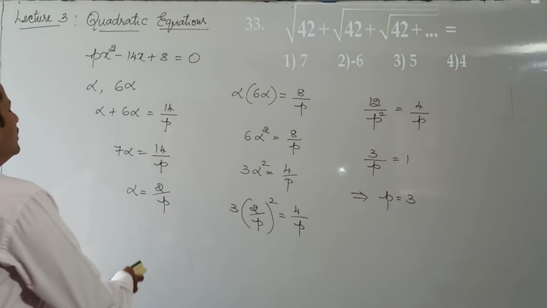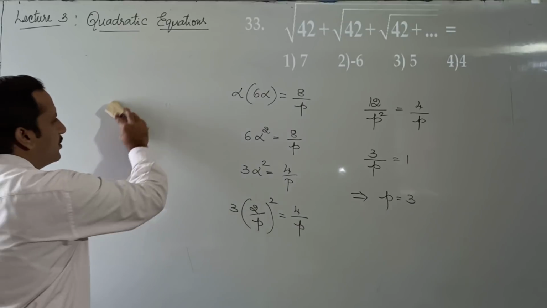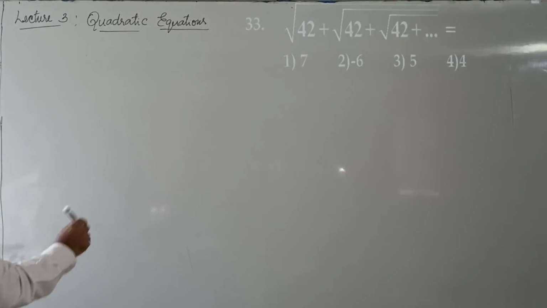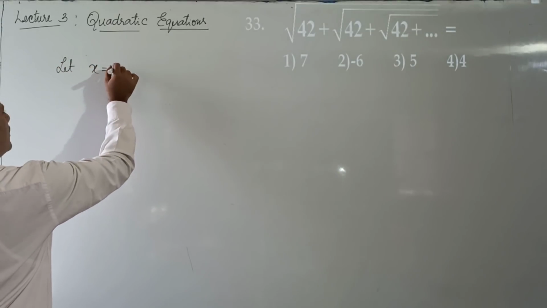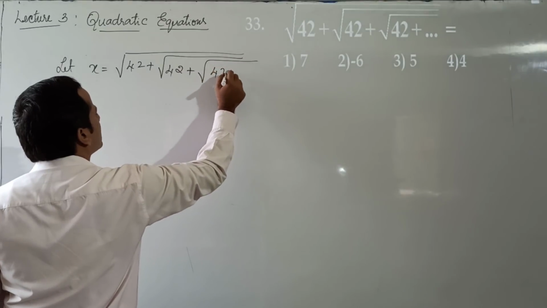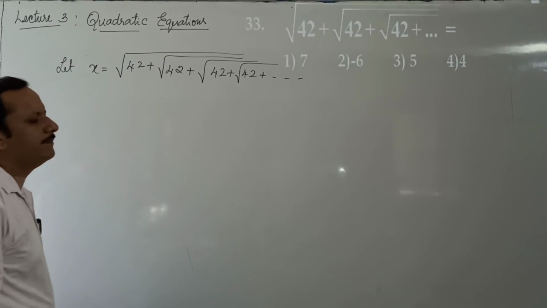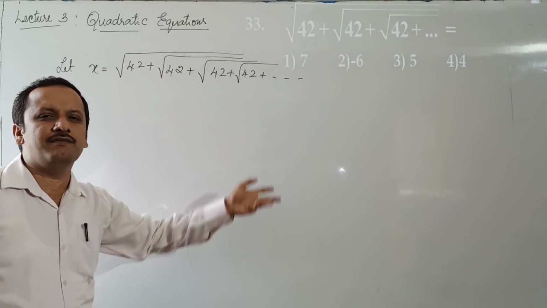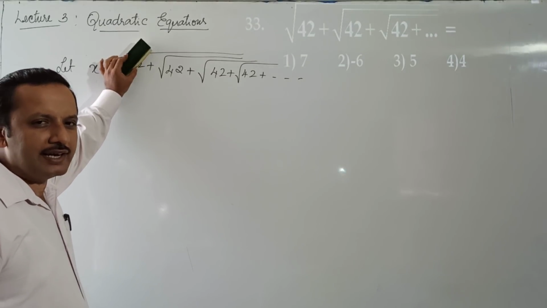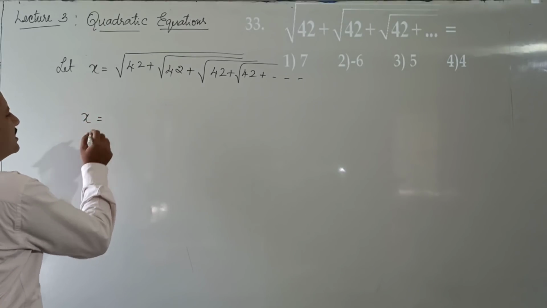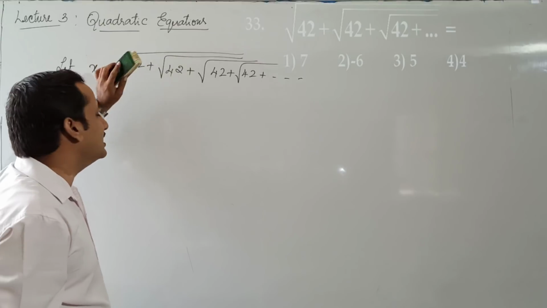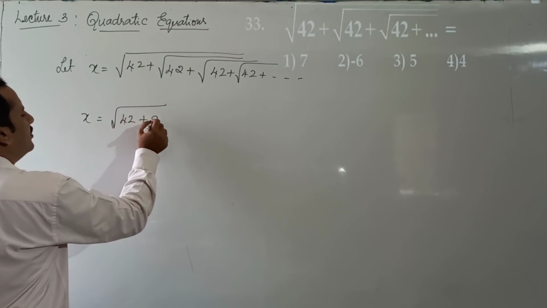Then the 33rd question. Square root of 42 plus root of 42 plus root of 42 plus root of 42, etc., till infinity is equal to how much? Okay, so I will take it as x. Let x is equal to square root of 42 plus root of 42 plus root of 42 plus root of 42, etc. till infinity. Now, there are infinitely many square roots and there are infinitely many 42s. Among them, if I remove one of those square roots and one of those 42s, still we will be left with infinitely many roots and infinitely many 42s. So the remaining things, if I start from here only, still there are infinitely many roots and infinitely many 42s. So together I can write that as x. So x can be written as square root of 42 plus x.